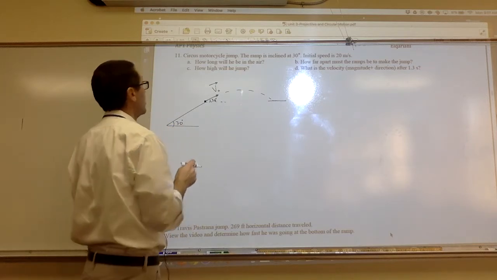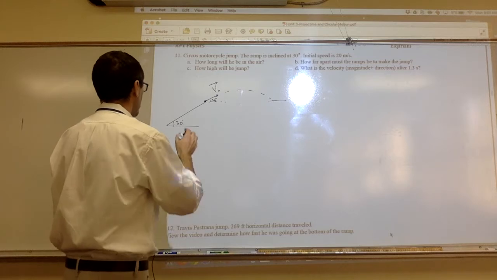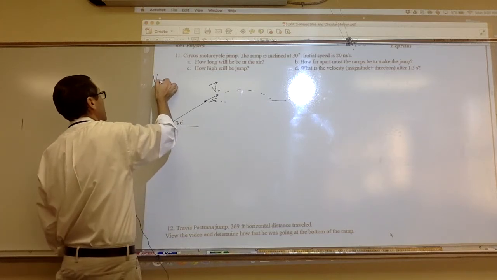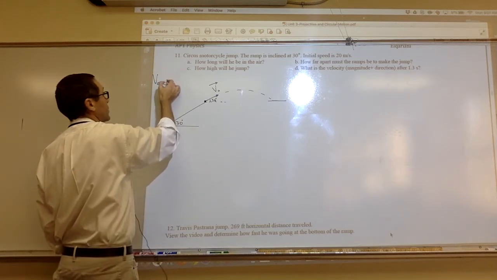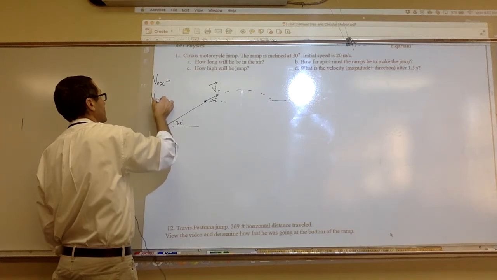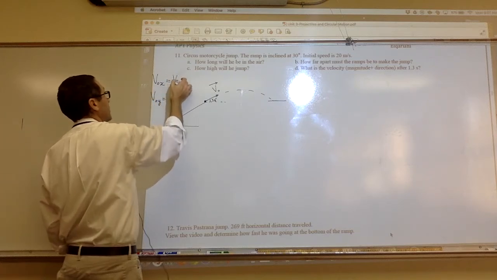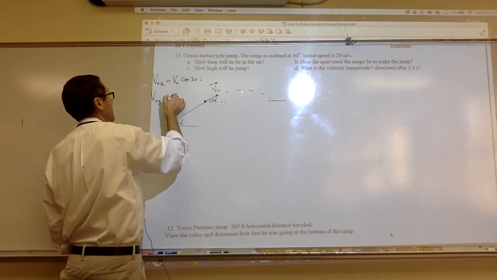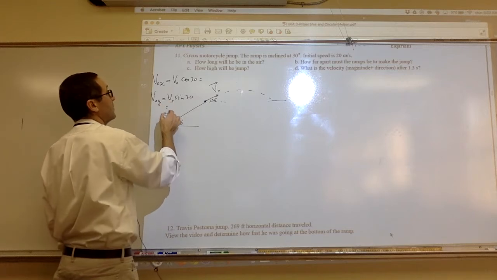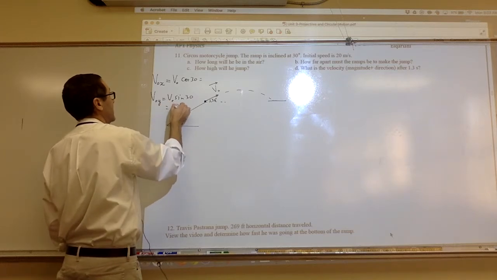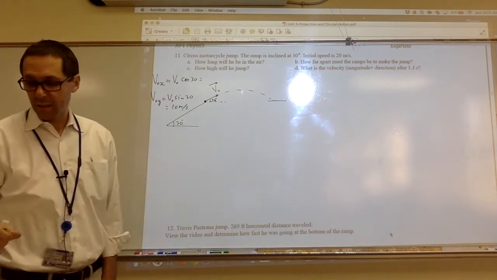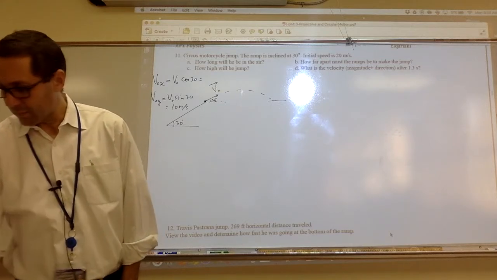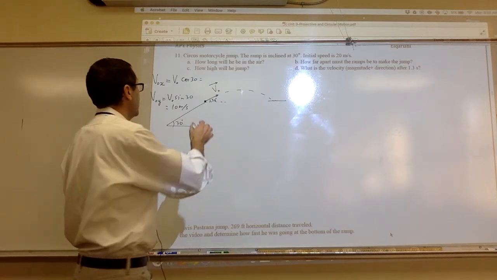So how long would it be in the air? I'm going to find the V initial in the x direction, or the components. So this is going to be V0 cosine of 30 degrees, and this is going to be V0 sine of 30 degrees. Now, this is going to be 10 meters per second, and the other one is going to be 17.32.